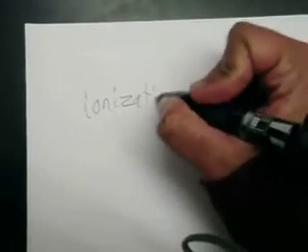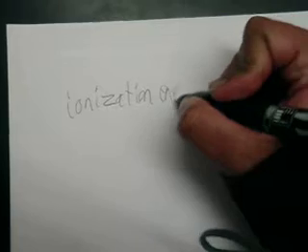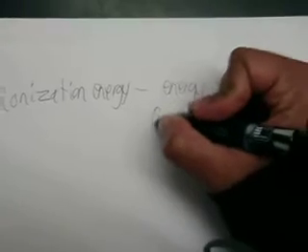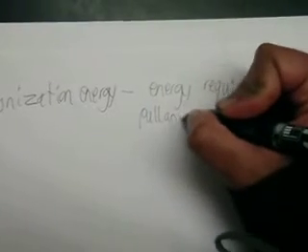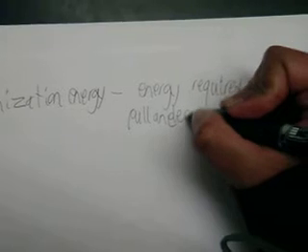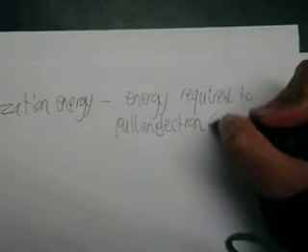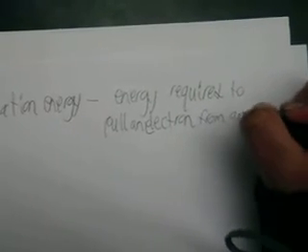Ionization energy is really just the energy it takes to pull an electron away from an atom. The energy required to pull an electron from an atom or ion.